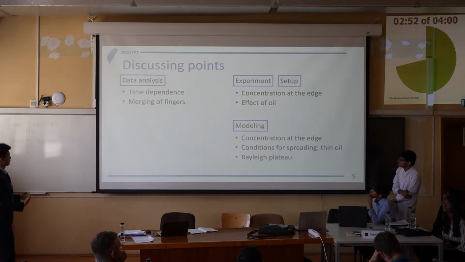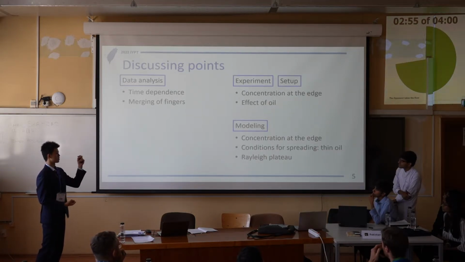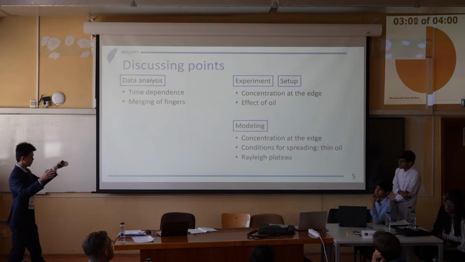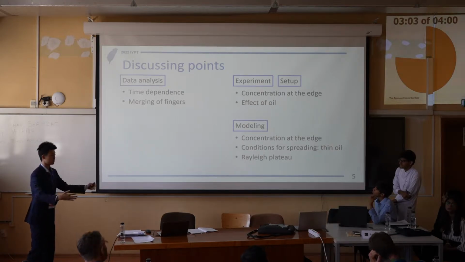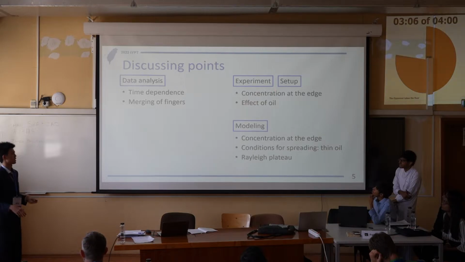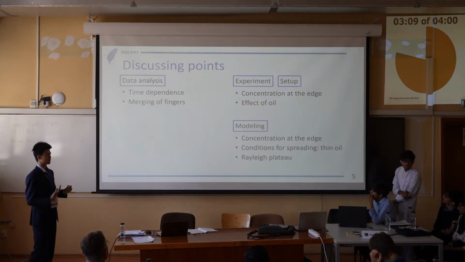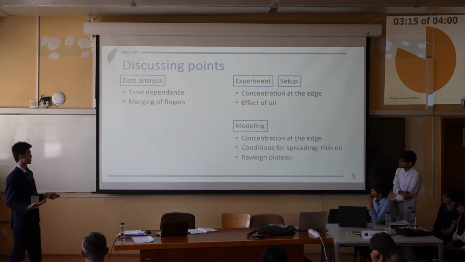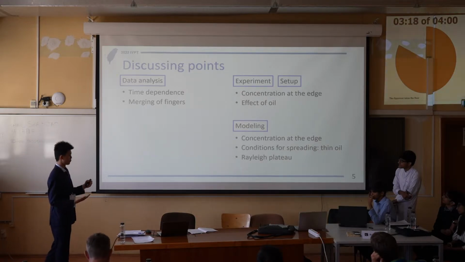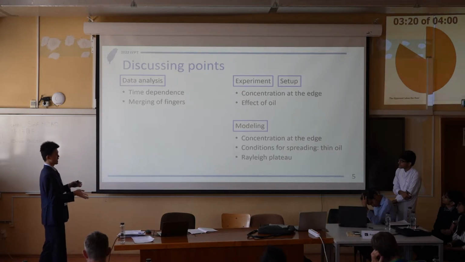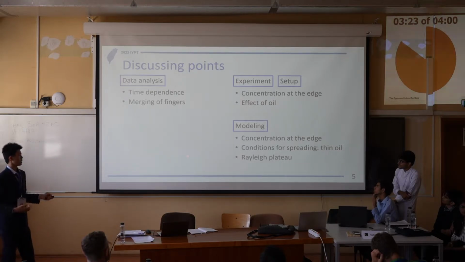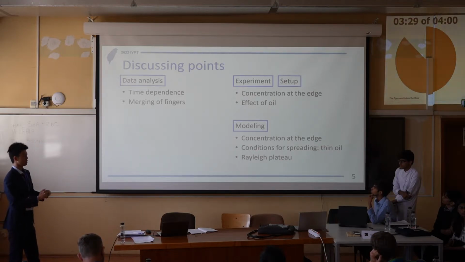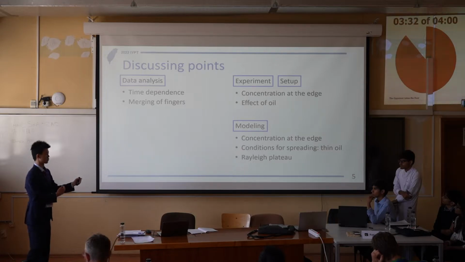So for discussion, I want to discuss the time dependence of the daughter droplets and why you get a distribution of sizes. And I also like to mention that the spikes also merge together as the droplet expands and shrinks. And for the experiment, I would like to discuss how the concentration at the edge might be different from what you got from literature and what the actual effect of the oil is. And for the modeling, I would like to discuss how this might affect the Rayleigh-Plateau equation you use and why that is actually applicable to this scenario. And the conditions of spreading might actually also depend on the oil. So the thickness of the oil is also very important to this experiment, which I think you didn't actually change or show us.